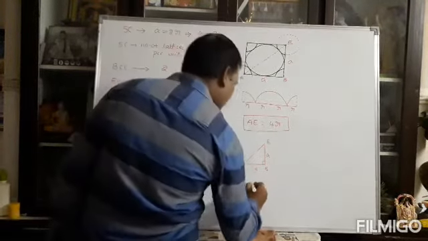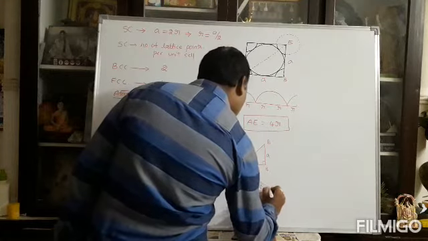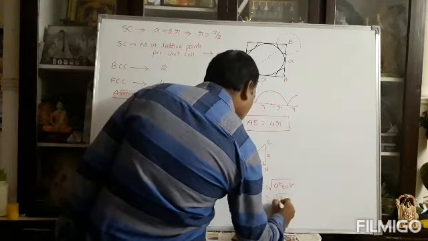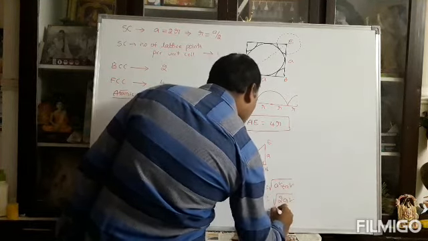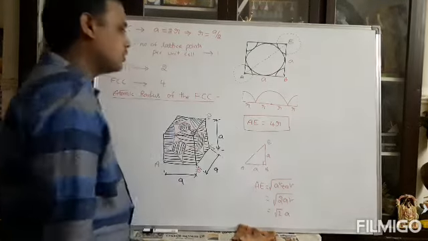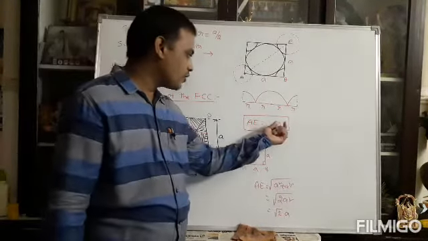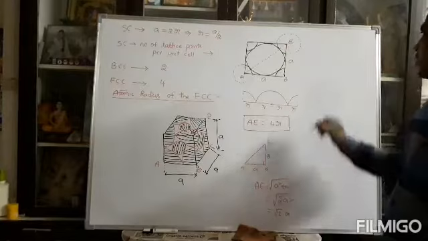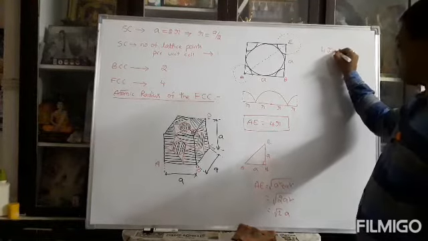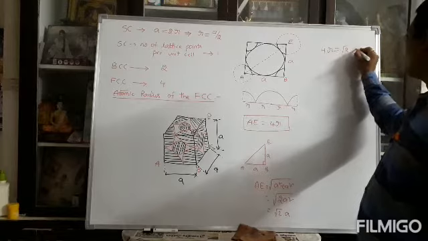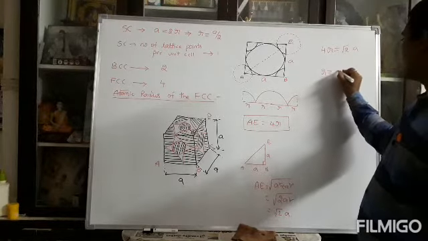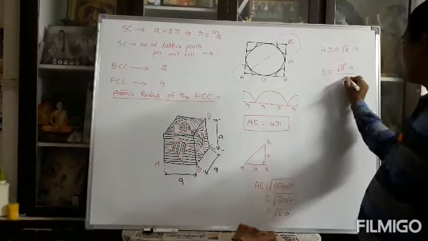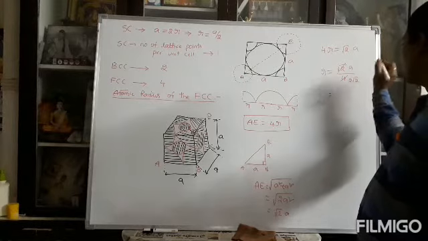According to Pythagoras theorem, this distance AE is equal to square root of a square plus a square, nothing but root 2a square, nothing but root 2a. According to our diagram, AE in terms of radius is 4R, and AE in terms of lattice constant is root 2a. From these two equations, you can equate them. 4R is exactly equal to root 2 times a. Then atomic radius R is equal to root 2a by 4. This root 2 in 4 cancels by 2 root 2 times.